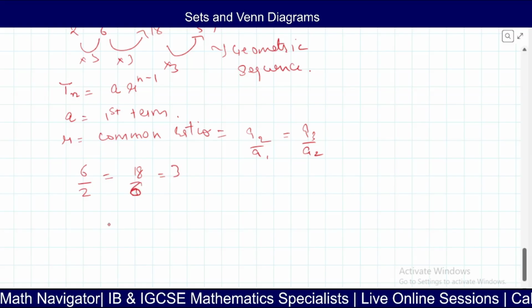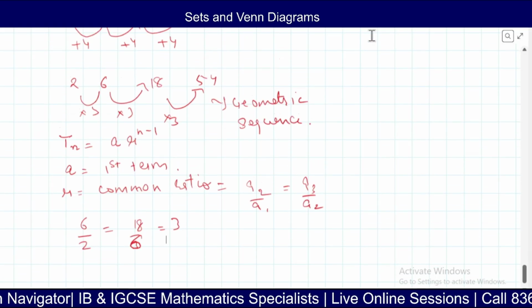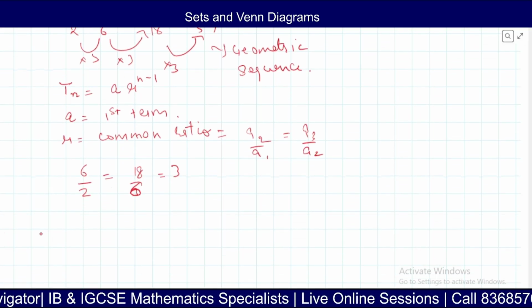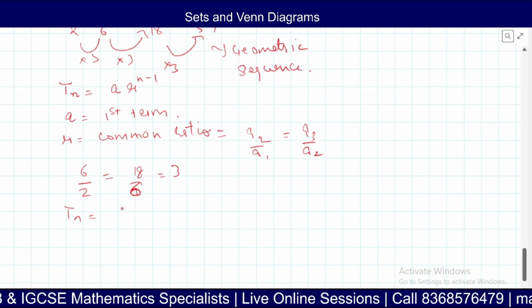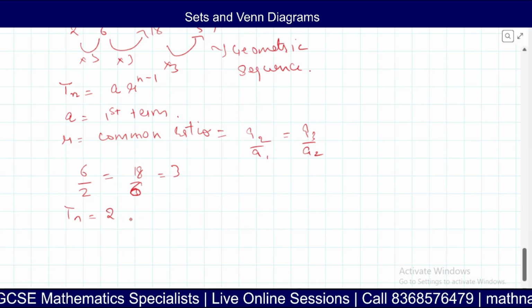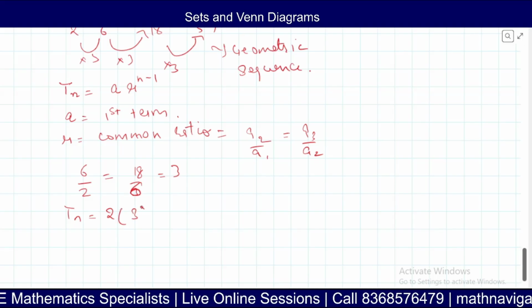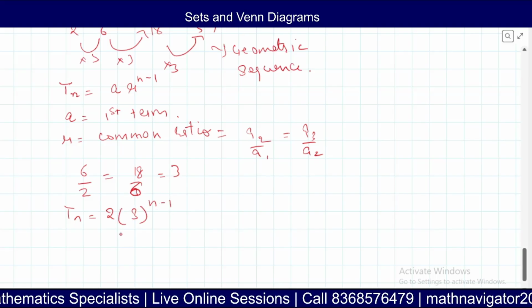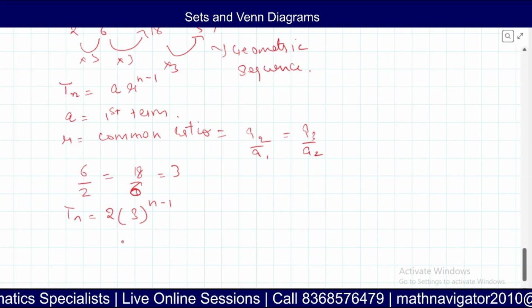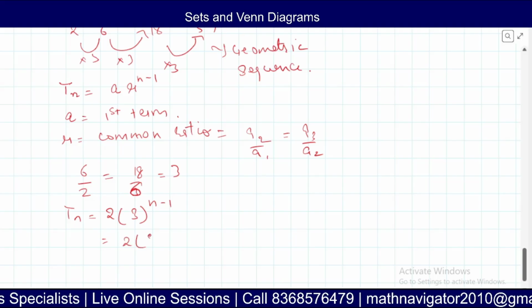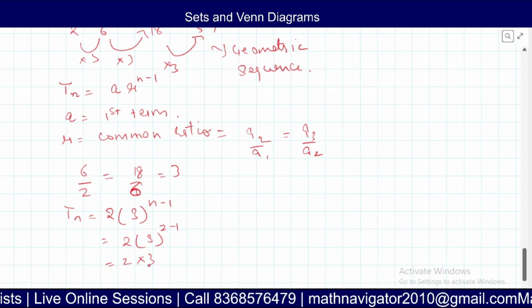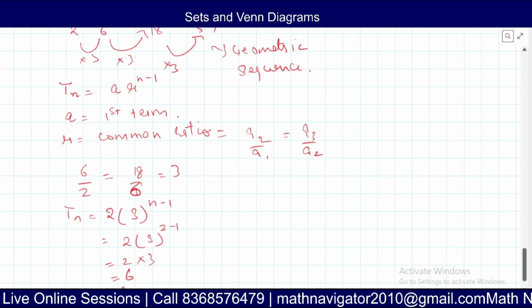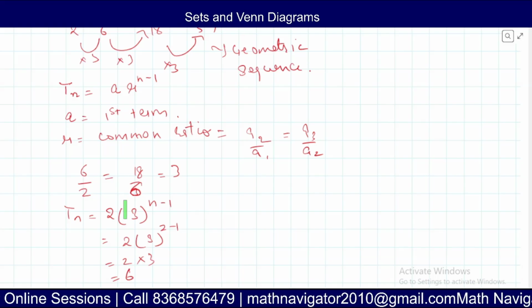So the common ratio is 3 and my first term here is 2. So my sequence becomes Tn is equal to 2, r is my common ratio, 3 to the power n minus 1. Let's say if I want to find the second term, this is 2 times 3 to the power 2 minus 1. This is 2 times 3, which is 6. Perfect, right? So I hope you understand this.